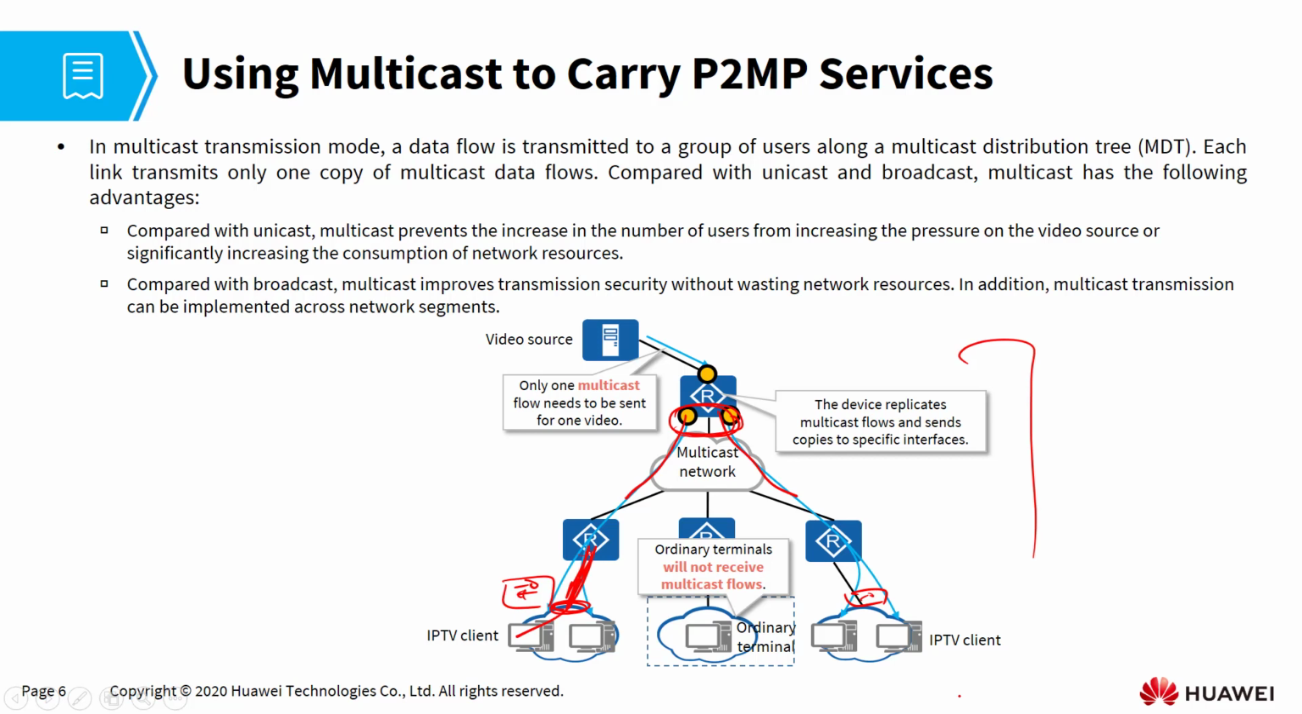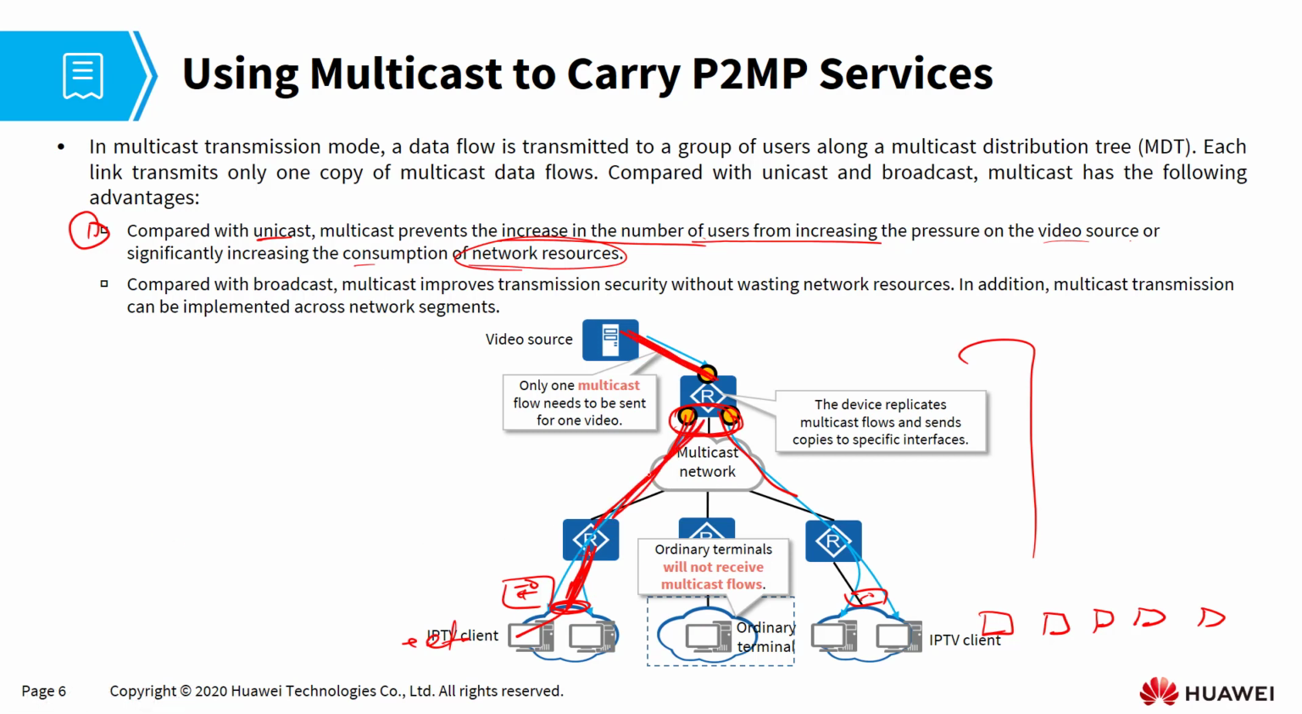So there are 2 main advantages associated with this. One advantage to solve the problem of using unicast, and another advantage to solve the problem of using broadcast. First of all, compared with unicast, multicast prevents the increase in the number of users from increasing the pressure on the video source or significantly increasing the consumption of network resources. In other words, if we get another subscriber, and another subscriber, and another subscriber, etc., all these will still consume 1 copy at this link.